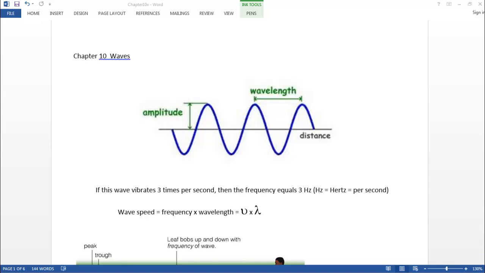Hi everyone, let's talk about waves. You're familiar with waves like ocean waves or ripples on a pond or maybe light waves. Well, all waves can be described in a number of different ways. Here's a little diagram here.